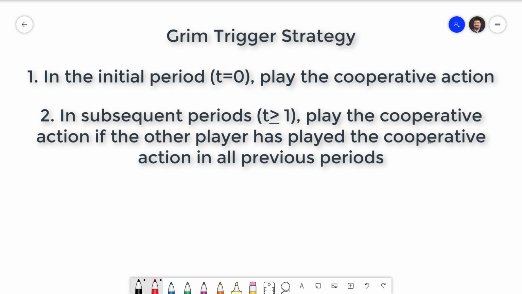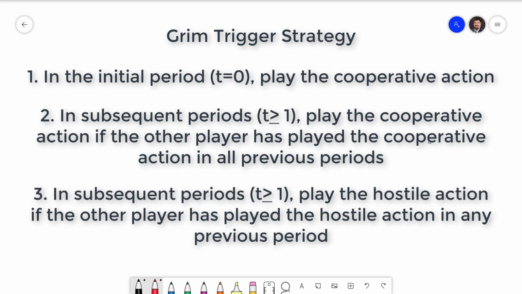Number 2, in any subsequent period, that is t greater than or equal to 1, play the cooperative action if the other player cooperated in all previous periods. Part 3, in any subsequent period, again, t greater than or equal to 1, play the hostile action, that is charging the low price of $2 in the pricing game, or Fink in the prisoner's dilemma, if the other player has ever played the hostile action in any previous period.